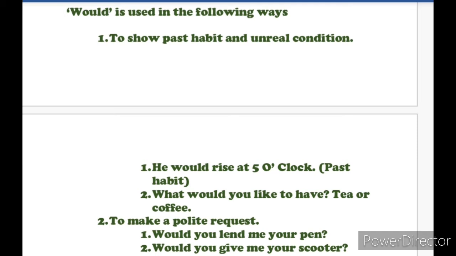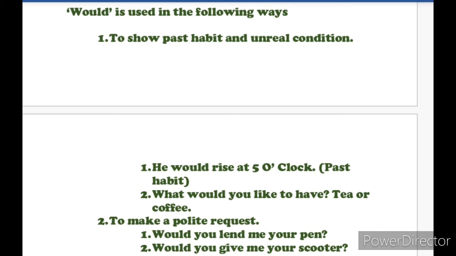So would is used to show past habit or unreal condition. For example, he would rise at 5 o'clock. This is a past habit. Then again, what would you like to have, tea or coffee? So here is the unreal condition.